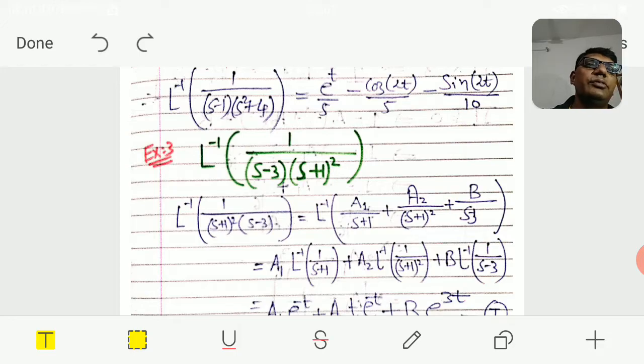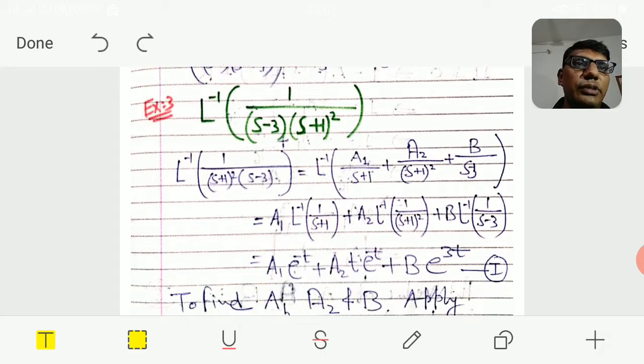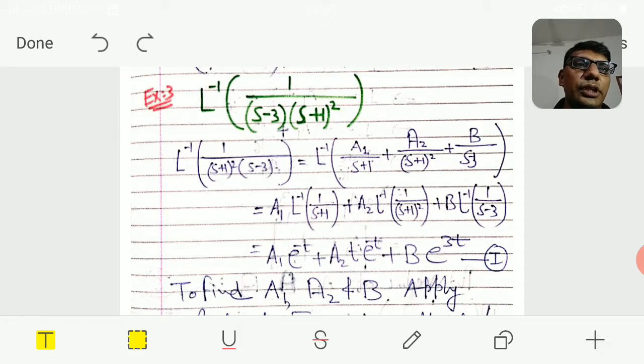In this example, we have a repeated factor (s plus 1) whole square. Here s plus 1 is repeated 2 times. Then we separate the factors like this: L inverse of 1 upon (s plus 1) whole square into (s minus 3) equal to L inverse of a1 upon s plus 1 plus a2 upon (s plus 1) the whole square plus b upon s minus 3. Now we take the constant terms outside, then we get a1 into L inverse of 1 upon s plus 1 plus a2 into L inverse of 1 upon (s plus 1) the whole square plus b into L inverse of 1 upon s minus 3.